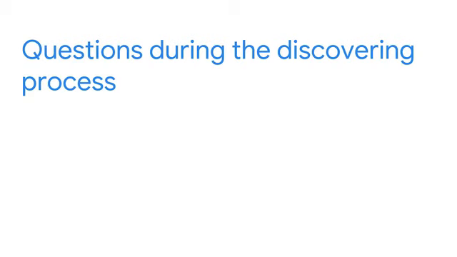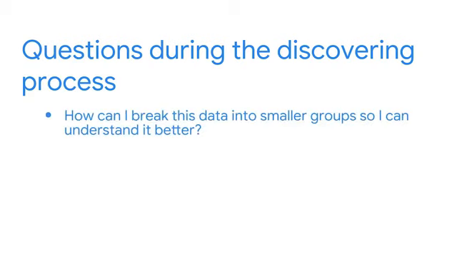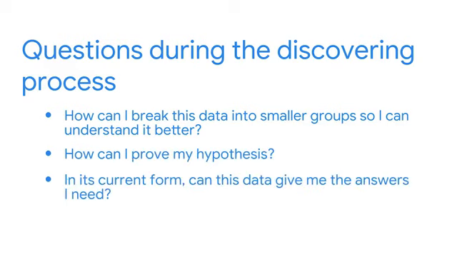In this video, you'll learn how to ask meaningful questions about the goal you've outlined in the PACE workflow to better understand what is missing from your dataset and what you still need to find out. One way I like to do this is by breaking the original problem into smaller chunks. Some questions you might ask include, how can I break this data into smaller groups so I can understand it better? How can I prove my hypothesis? Or, in its current form, can this data give me the answers I need? Let's consider these questions in context.